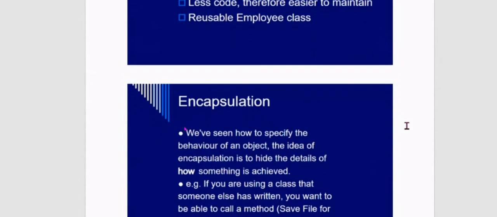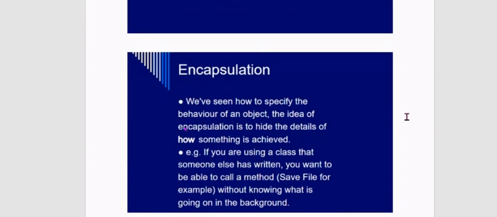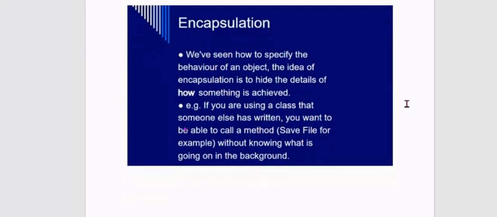If we talk about encapsulation, we have seen how to specify behavior of an object. The idea of encapsulation is to hide the detail and show only some functionality to the user. We saw that in medicine capsules. In a capsule there are multiple varieties of vitamins inside, but we don't know them. We just see the front, not the inside. This is an example of encapsulation.